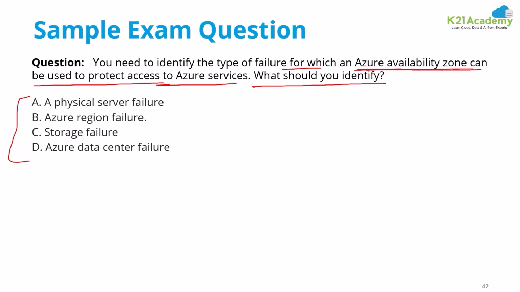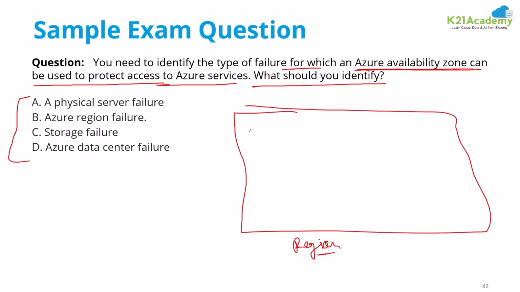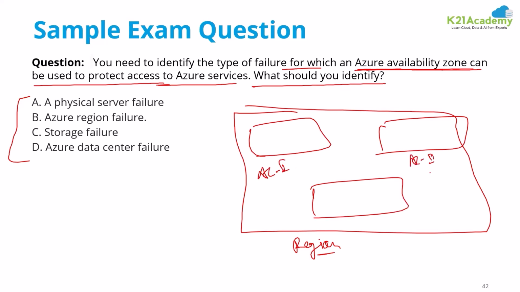So availability zone, guys. What is an availability zone? So this is my region. Under the region, we have availability zones: availability zone 1, availability zone 2, and availability zone 3. So what was the availability zone concept? To provide higher availability, HA, at the regional level. Higher availability at the regional level, right? So now what do you guys think? What should be the answer? Maybe I'm also trying to trick you guys.